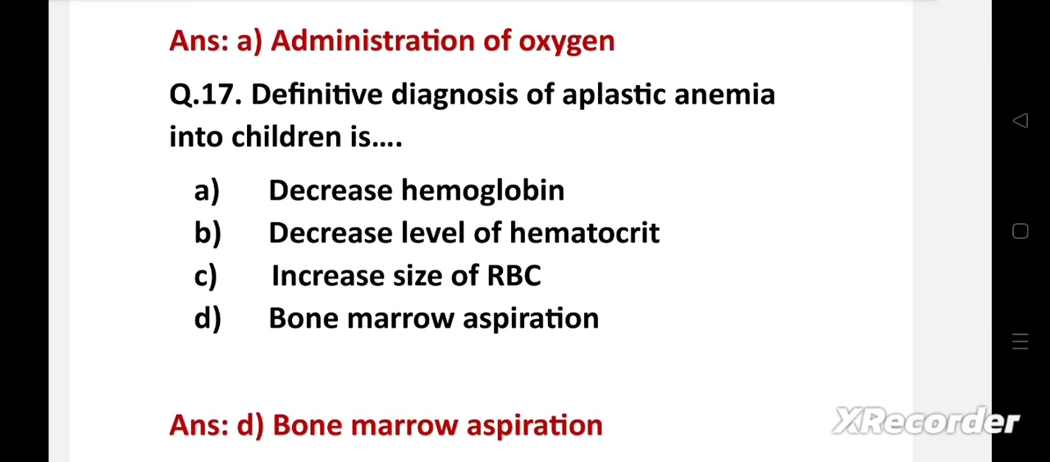Bone marrow aspiration. If bone marrow aspiration shows conversion of red bone marrow to fatty bone marrow, it is a definitive diagnosis of aplastic anemia. Decreased hemoglobin and hematocrit occur in every type of anemia and are not specific to any type. In aplastic anemia, size of RBC is normal.